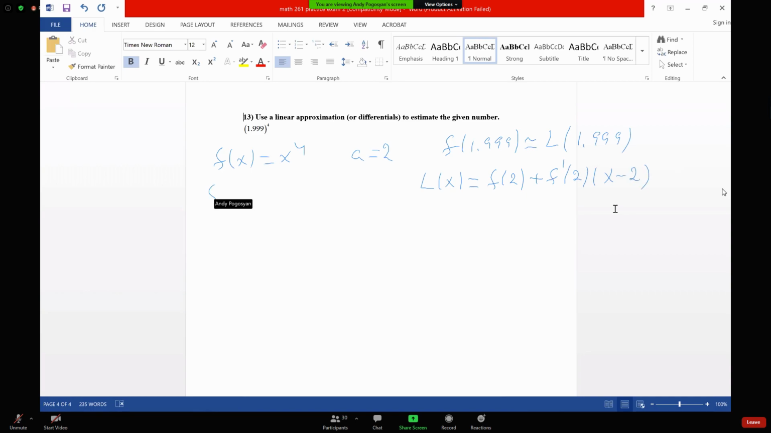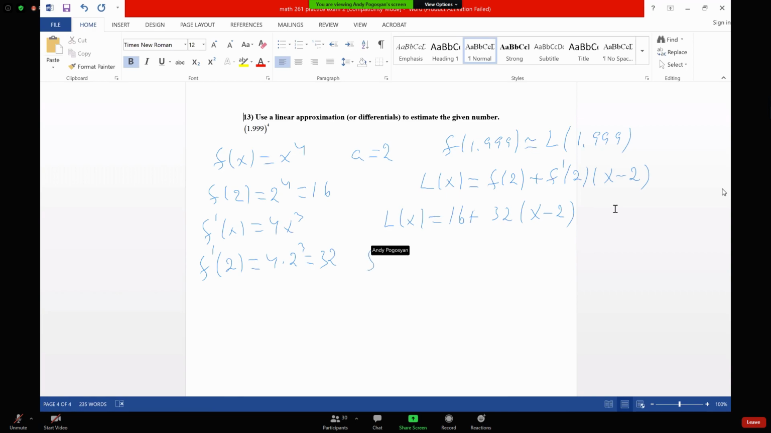So f(2) is 2 to the power 4, that's 16. f'(x) is 4x cubed. So f'(2) is 4 times 2 to the power 3, which is 8 times 4, is 32. So you get L(x) equals 16 plus 32 times (x minus 2).